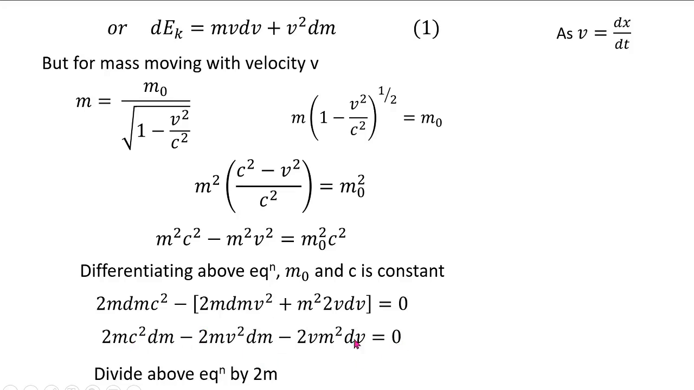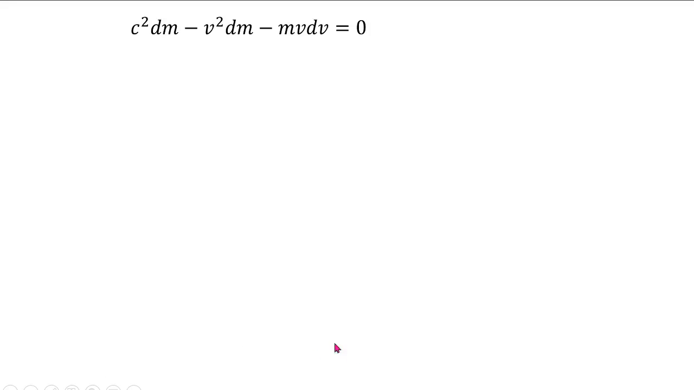Then divide this equation throughout by 2m. If we divide this expression by 2m, the 2m gets cancelled. The remaining term is c square dm. Here 2m gets cancelled, and the remaining term is v square dm. Here one of the m gets cancelled, and the remaining is mv dv. Therefore we get c square dm minus v square dm minus mv dv is equal to 0. This equation may be written like this: v square dm plus mv dv is equal to c square dm.